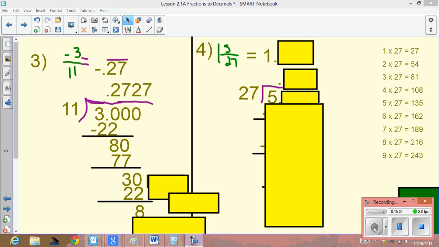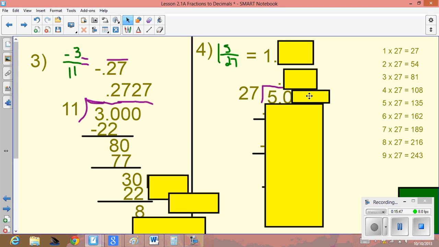Okay, for this next example, now that you have your list of the 27 times tables, can 27 go into 5? Hopefully you are saying no. So we're going to add a decimal point and a 0. And now ask yourself how many times 27 times what will give you 15. If you look at your chart, the only one close is times 1 because times 2 is too big.